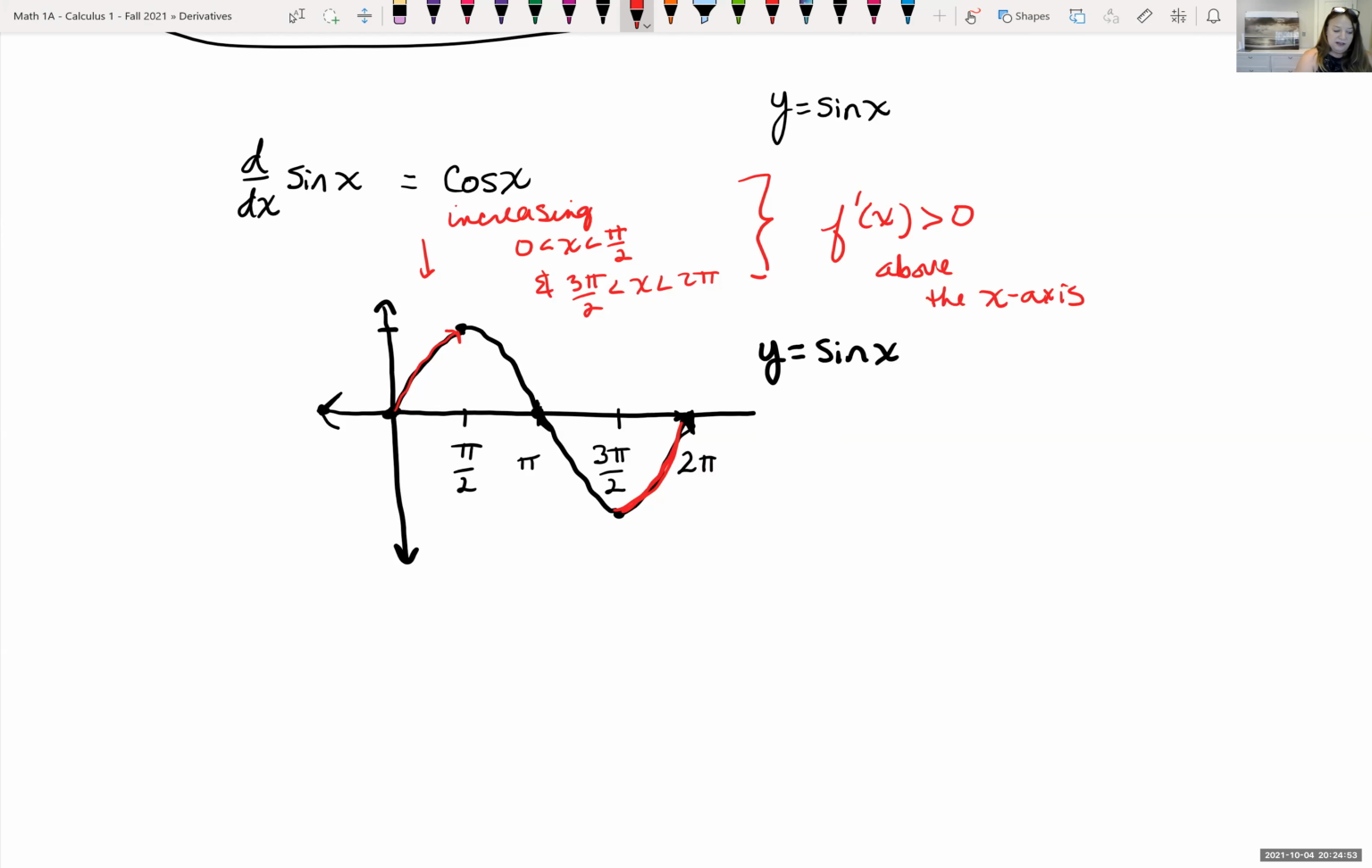And then if we look at when our graph is decreasing, so when the original function is going downwards, it's decreasing on the interval from pi halves to 3 pi halves. And so for my derivative function, that slope there is less than 0. So I know that my derivative function is going to be below the x-axis.